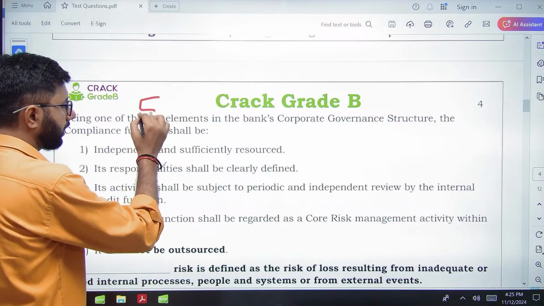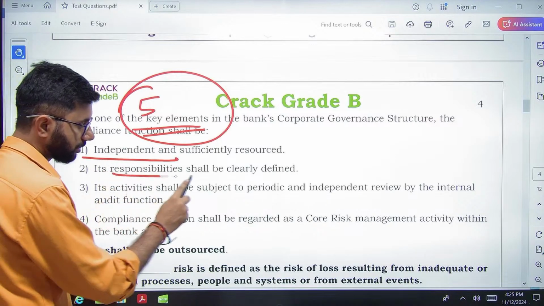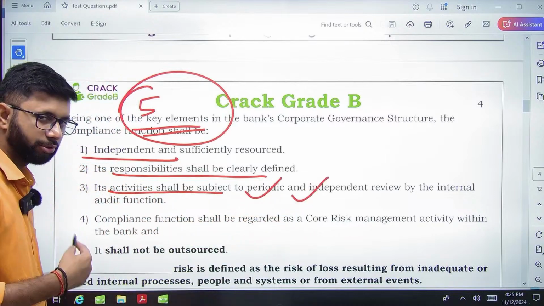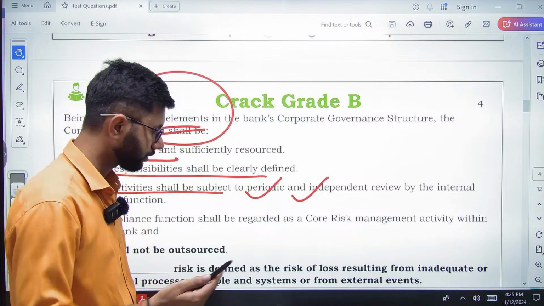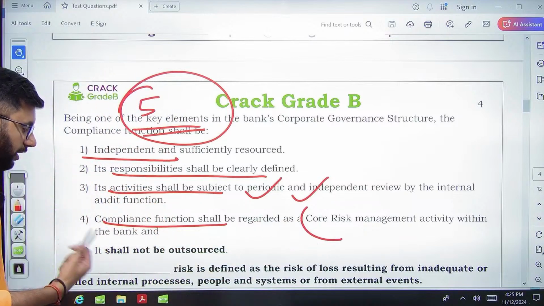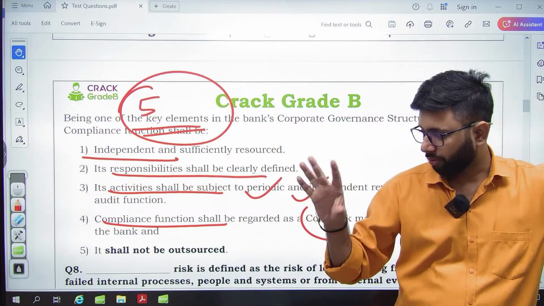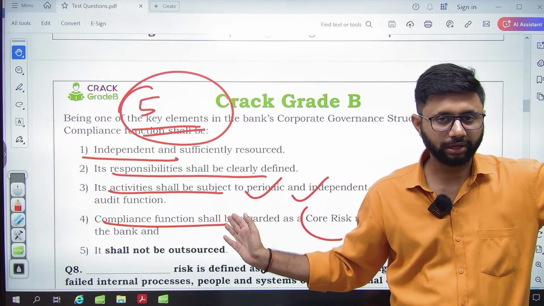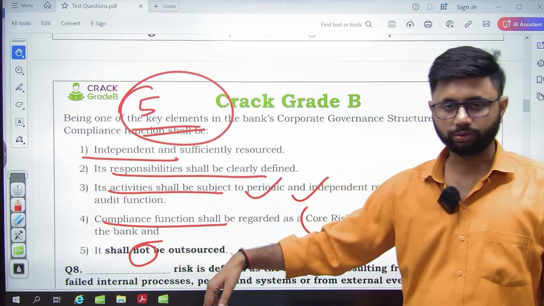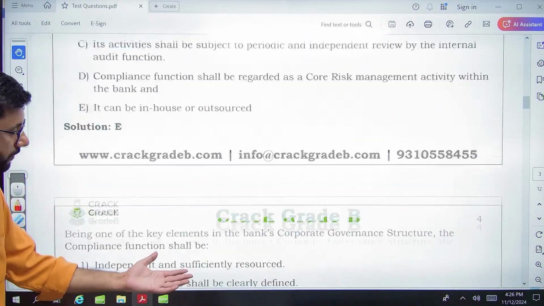Okay, so these are the 5 key elements within the bank's corporate governance structure that should be independent, responsibilities clearly defined, activities shall be subject to periodic independent review, whether you do it by internal audit or by statutory auditors or external auditors. Compliance function shall be regarded as a core risk management activity. Very much important. GRC, governance, risk, compliance, all these things are core activities which a bank needs to do. If you don't, there is regulatory risk and a penalty will be imposed, and it shall not be outsourced. So those are the 5 key elements.